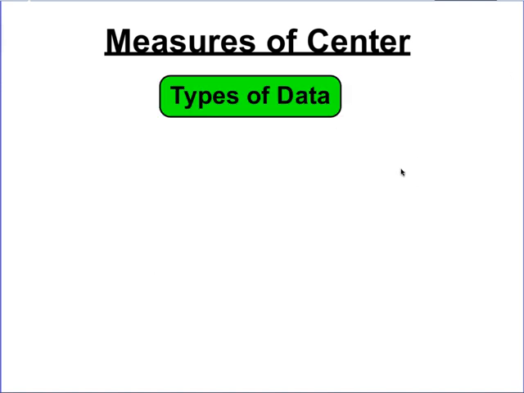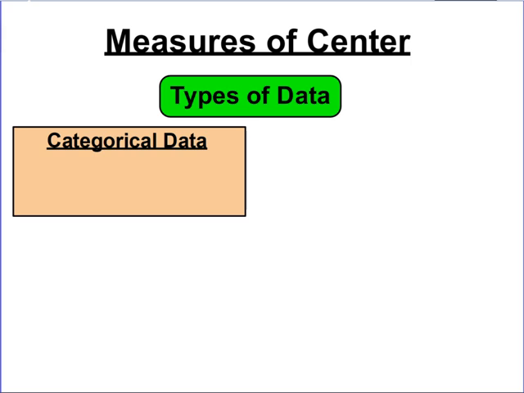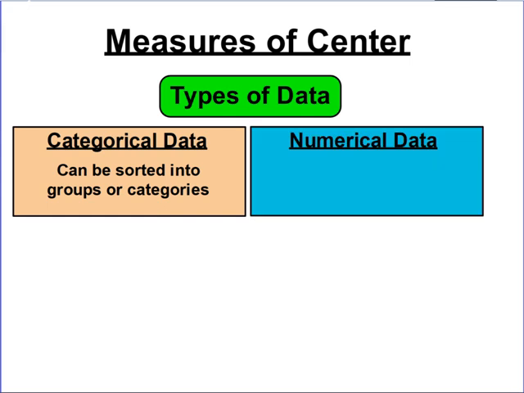Let's start by talking about the different types of data too, because you need to understand the difference. So let's use an example of going fishing. You can talk about categorical data when you go fishing, and that's things that are sorted into groups or categories. Or if you go fishing, you can collect numerical data, which are values or observations that can be measured.